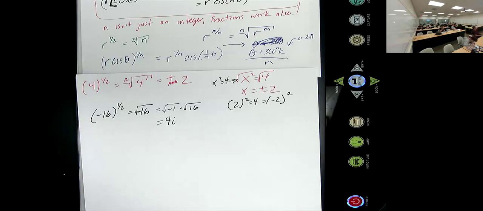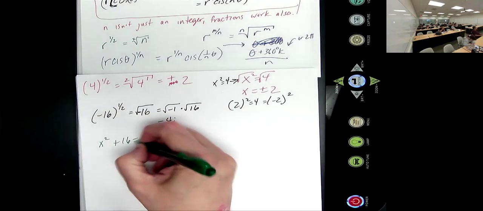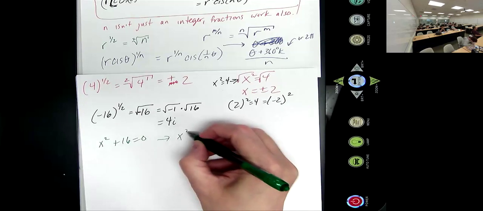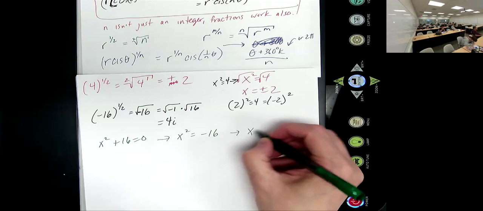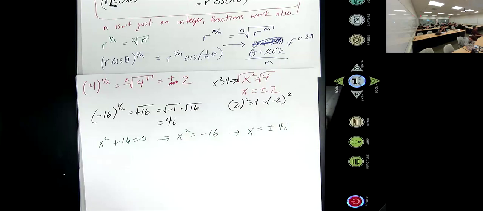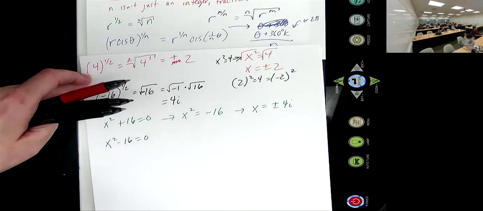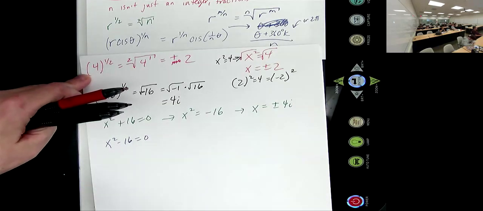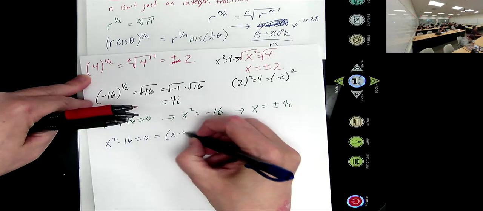And if it's something where we needed 2 square roots, like if this was x squared plus 16 equals 0, then x squared equals negative 16, and x is now going to be plus or minus 4i. Which means, check this out, you might like this. How does x squared minus 16 equal 0 factor? It's a difference of squares, right? x minus 4, x plus 4.